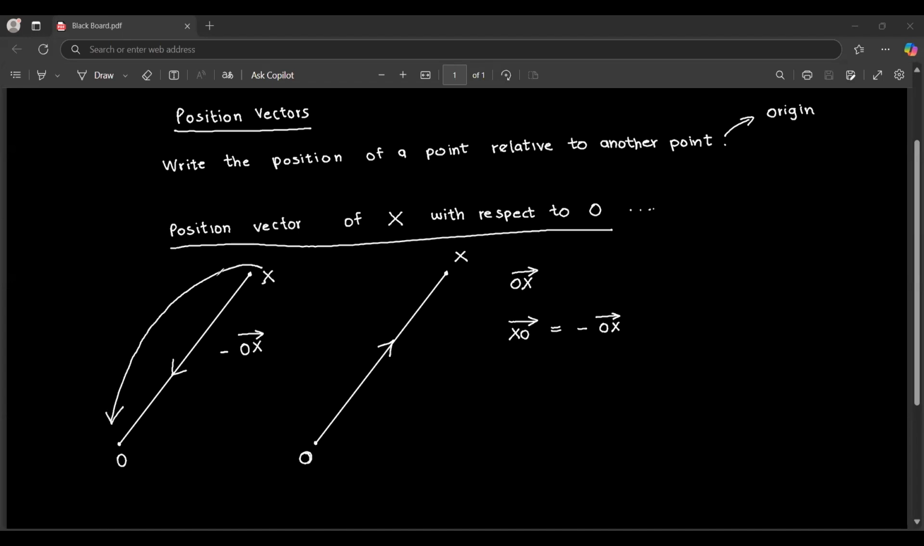You are moving from X to O. So you can say XO is equal to negative OX. And this will also come in handy when you're doing questions.